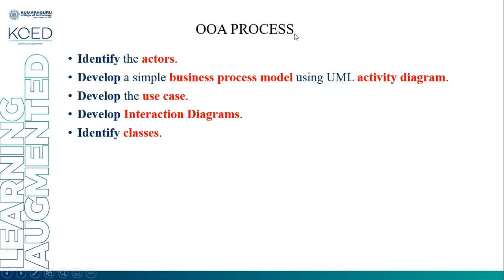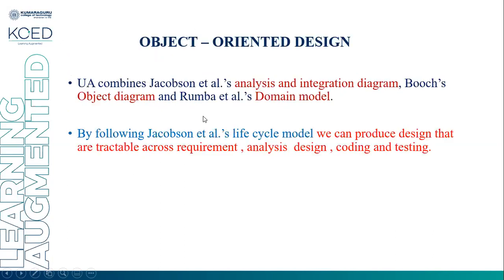Object-oriented analysis process, which contains: first, identify the actors. Actors means the persons using a system are known as actors. Identify the actors. Develop a simple business process model using UML activity diagram. Next one is develop the use cases and develop the interaction diagrams. So dynamic diagrams, sequence and collaboration diagrams are known as interaction diagrams, and identify the classes. So these are all the processes of object-oriented analysis.